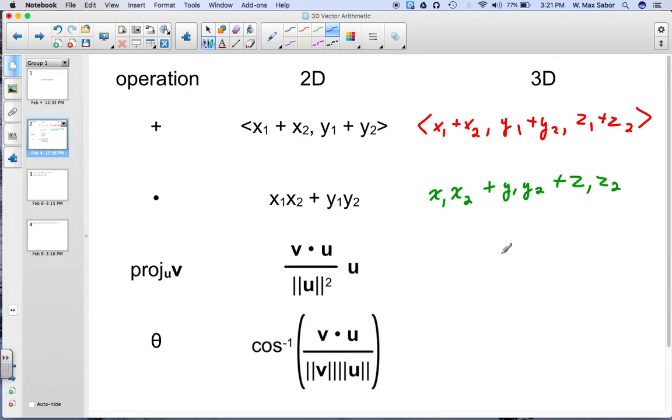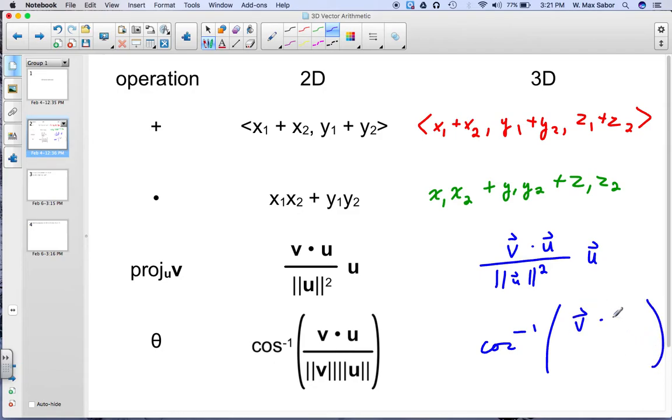For projection, the formula is identical to what it was before. The dot product of v and u, now the dot product looks like what's in green, over the magnitude of u squared, we talked about that before, times u. And then for the angle, each of the individual pieces are different, but the overall thing is still the same. The dot product is now the 3-dimensional dot product. The magnitude is the 3-dimensional magnitude, but everything is identical. So these ideas, it's just a natural extension. You should be aware that we can extend them naturally.